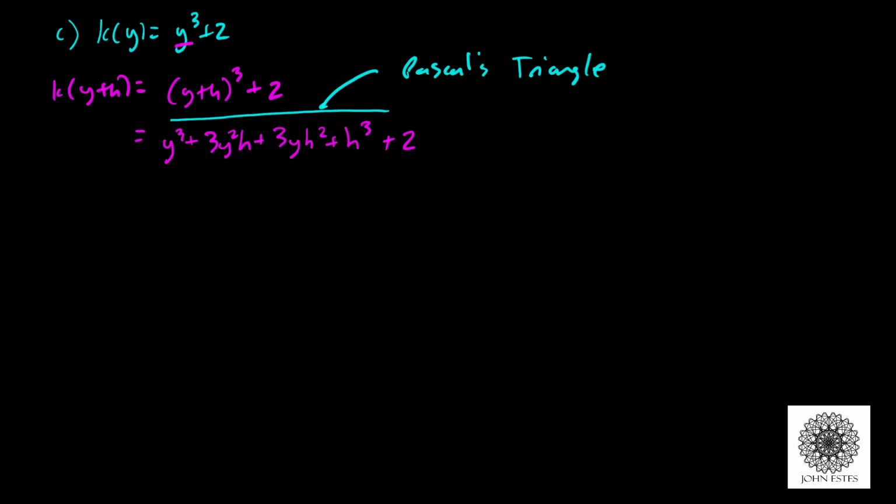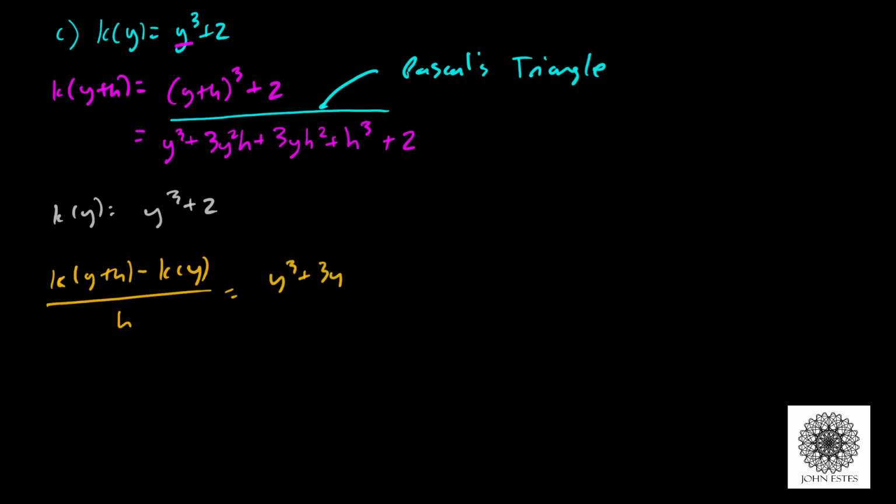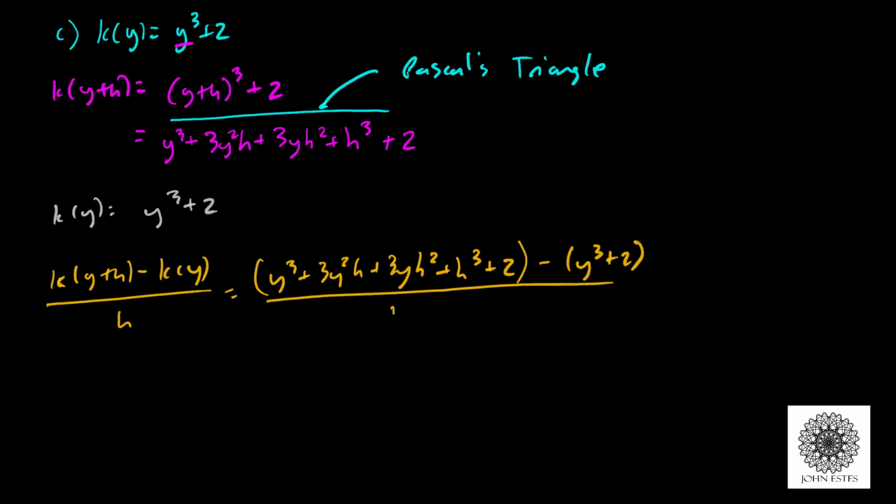Okay, now secondly, I need k of y, which is something we already had, which is y cubed plus 2. So finally, when I want to do my difference quotient, which is k of y plus h minus k of y all over h, that's going to be y cubed plus 3y squared h plus 3yh squared plus h cubed plus 2, all of that minus y cubed plus 2, and all of that's divided by h.